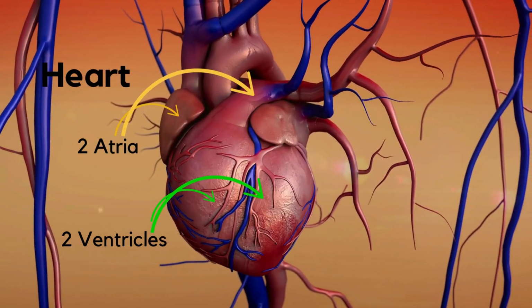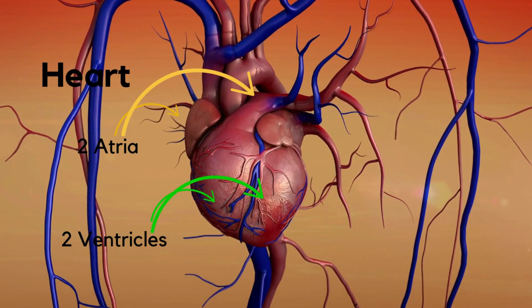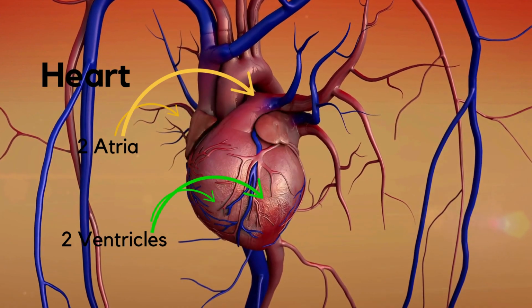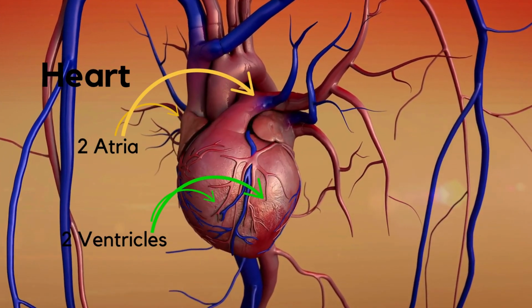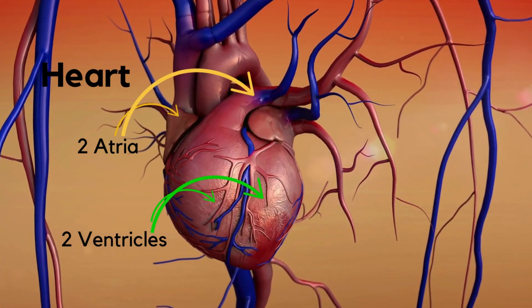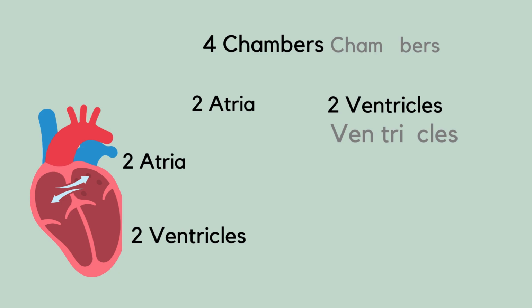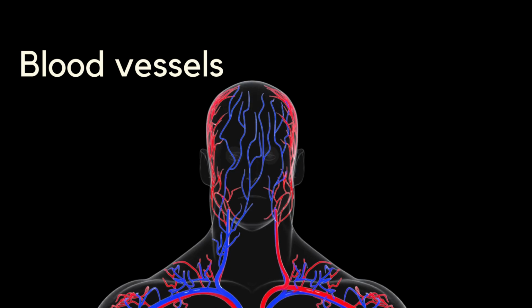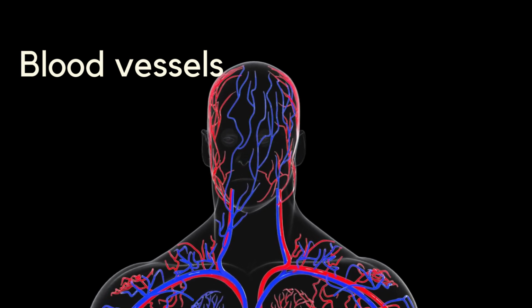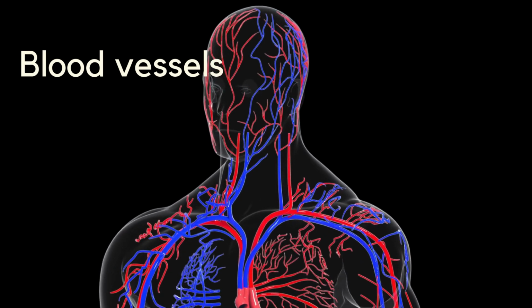It consists of 4 chambers, as we see here. We have 2 upper chambers and 2 lower chambers. The upper chambers are called atria, and the lower chambers are called ventricles. Okay, as we see here, those are the 4 chambers of the heart. We have 2 atria and 2 ventricles.